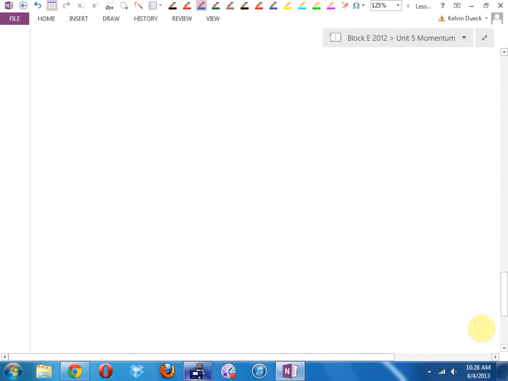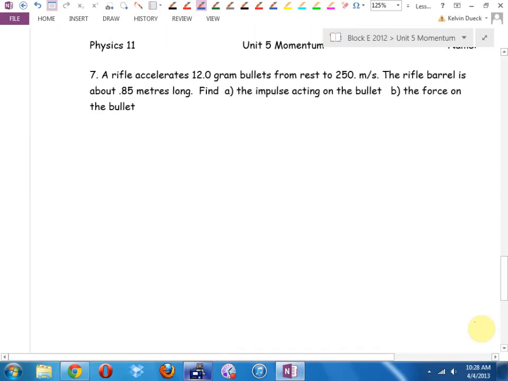Is this last one, rifle? Sure. Let's fire a gun. A rifle accelerates 12-gram bullets from rest to 250 meters per second. The rifle barrel is about 0.85 meters long. Find A, the impulse acting on the bullet. Impulse, well that's change in momentum.